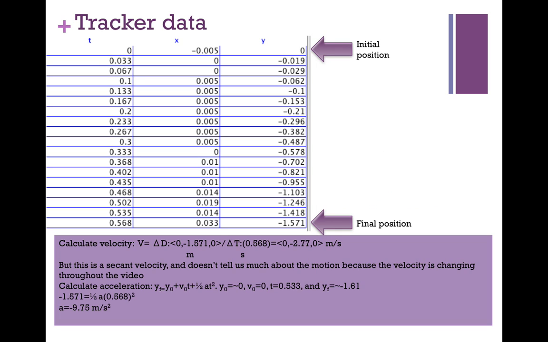I used the initial position and the final position to calculate velocity, but that doesn't really tell us much because the velocity is changing. I calculated the acceleration, which is negative 9.75 meters per second squared, which is really close to negative 9.8 meters per second squared, the acceleration due to gravity. However, it should not be that close, because of drag force.